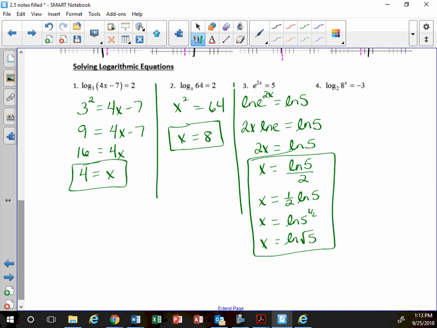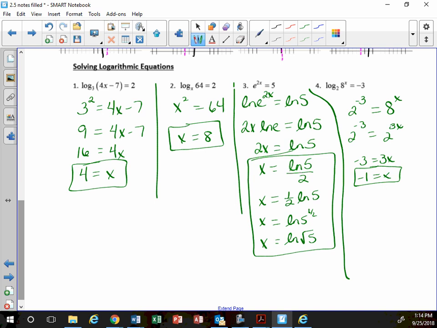Questions on anything, guys? Let's do 4 real quick. It'll be our last one for today. So if I rewrite this in exponential form, I'd get 2 to the negative 3 equals 8 to the x. What do you want to do there? 8 to the negative 3 is 8 to the x. So how about I make my bases match? So 2 to the negative 3rd equals 2 to the what? 3x. And then negative 3 equals 3x. X is negative 1. Okay.